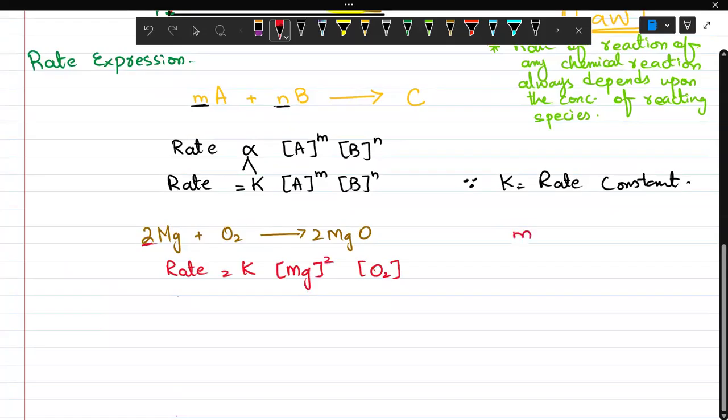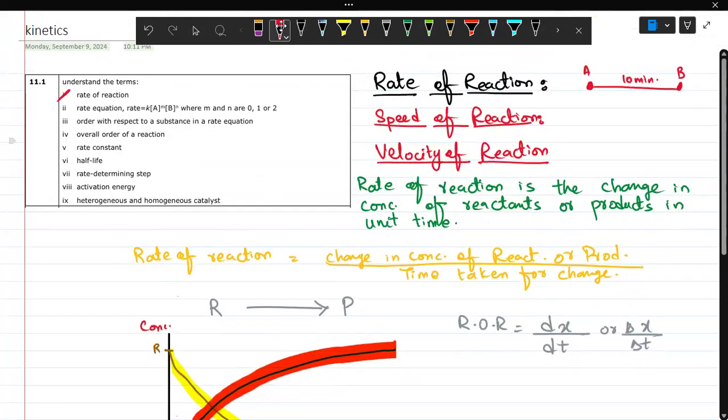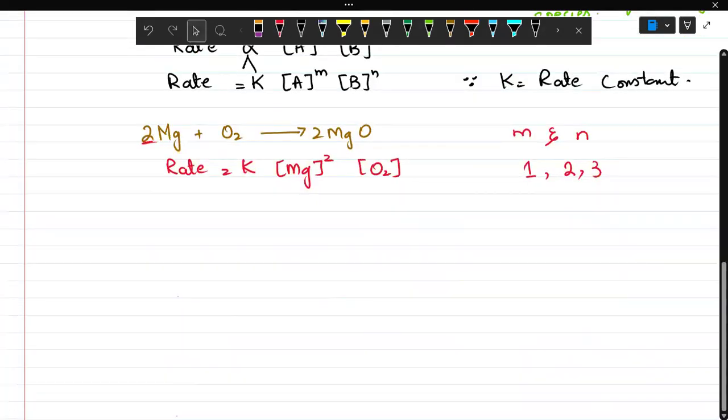So M and N will be 1, 2, okay? It will be 1, 2, and 3 somehow for us. Sir, are they only 1, 2, and 3? 3 is a very rare scenario. They can be 0 as well.